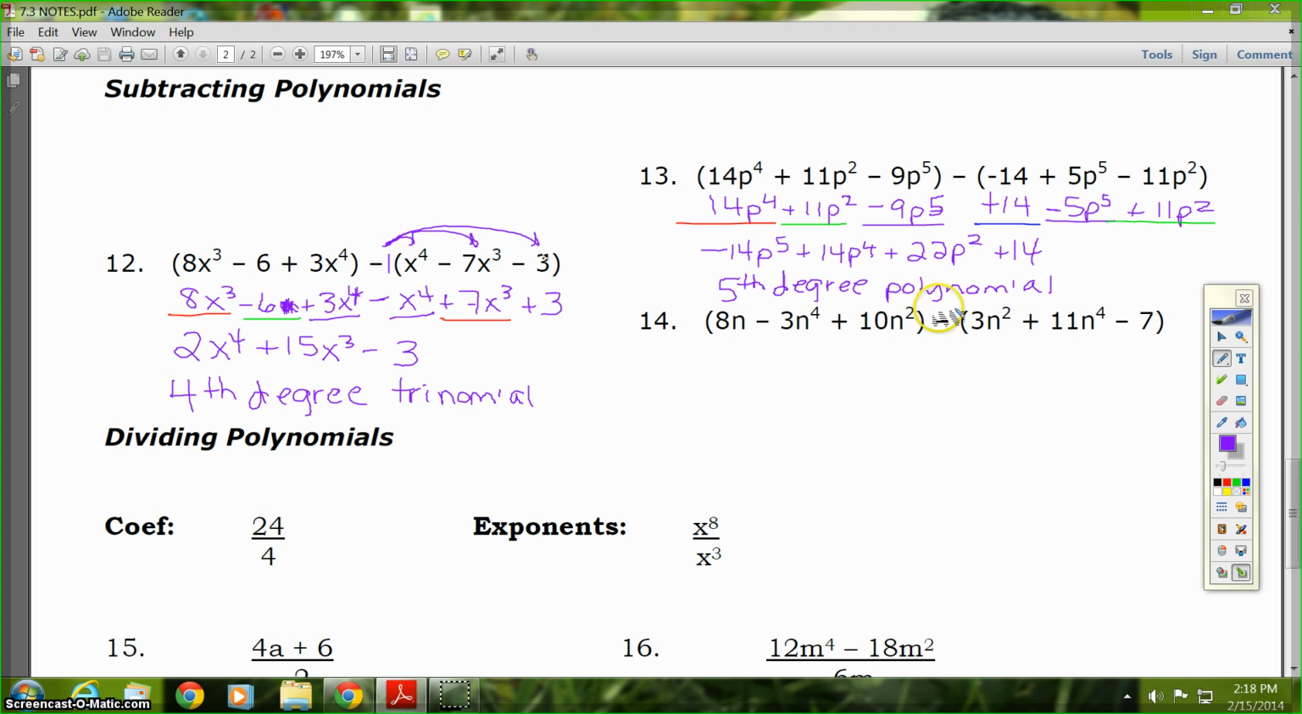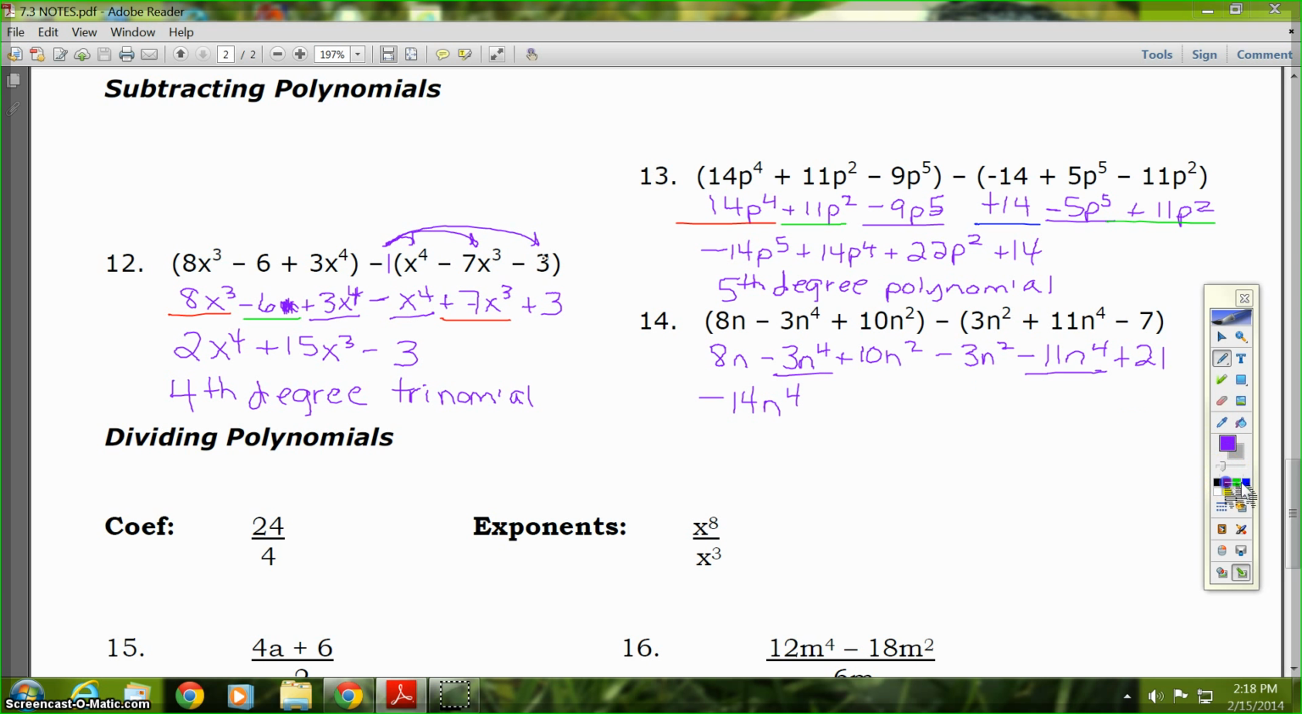Okay, number 14, again, I'm going to need to distribute that negative sign. So it's going to be -3n squared minus 11n to the 4th plus 21. And I'm going to bring down my previous polynomial, 8n minus 3n to the 4th plus 10n squared. And I'm going to look for my largest exponent, and it appears to be to the 4th power. So I have a -3n to the 4th and a -11n to the 4th, so that's going to give me -14n to the 4th.